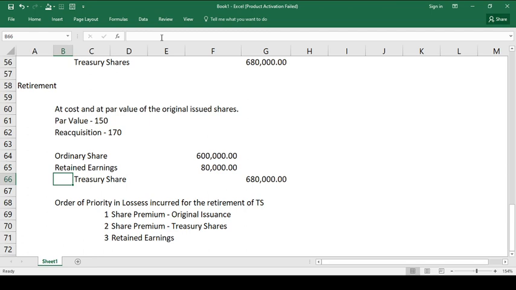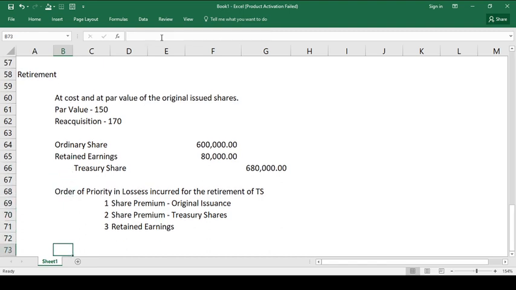Okay, again, if the reissuance, I mean the retirement was made at cost and the cost is above par. Okay? It was above par. Okay, the losses shall be recognized. Okay, the losses shall be absorbed first by the share premium original issuance. Then if the share premium original issuance is not enough, it will be absorbed by the share premium treasury shares. If both share premium are not enough, it will be absorbed by retained earnings.